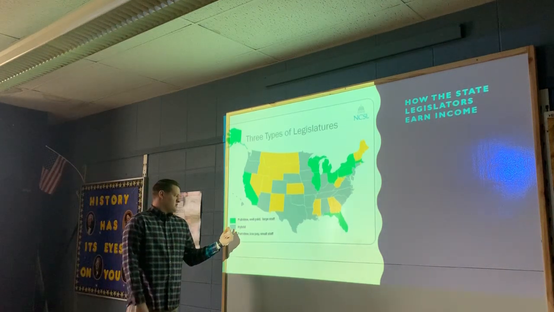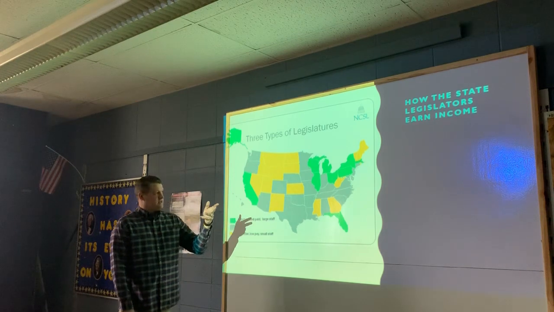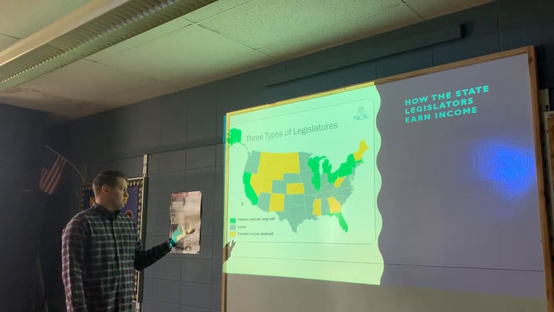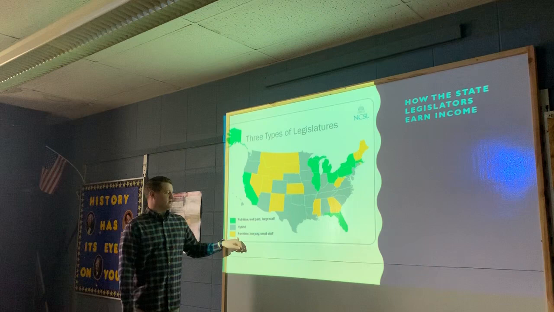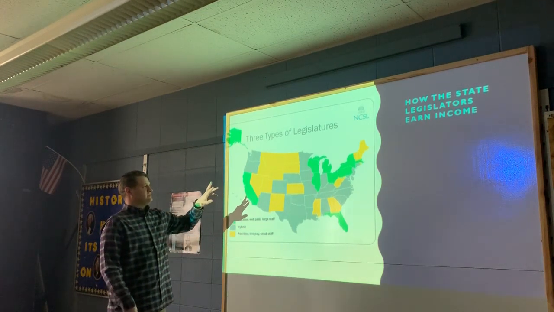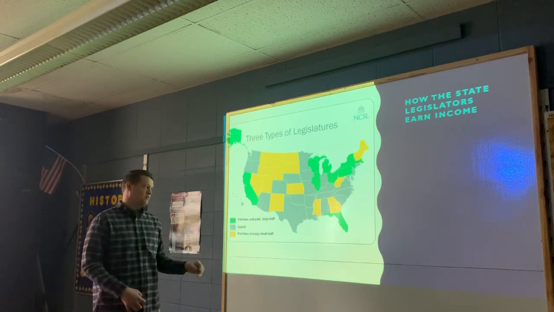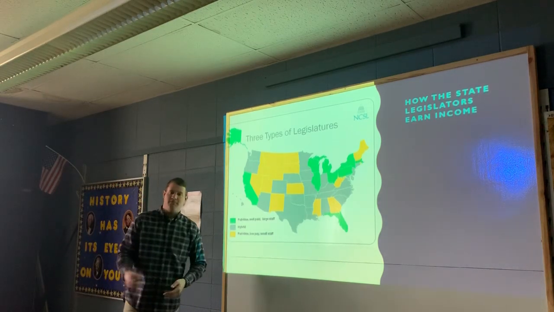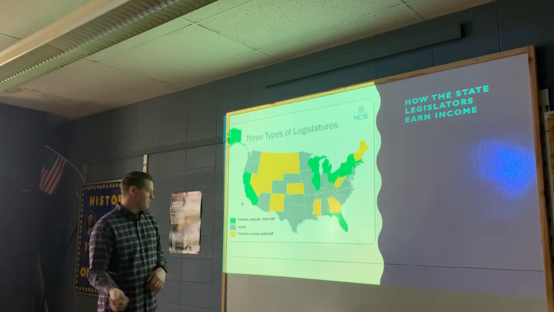The gray states are the hybrids, so there's not one or the other, and then the yellow states are part-time, low-pay, small staff. So some of these states, it's a mix of the two. The green ones are very heavily on being full paid, and the yellow ones are part-time.